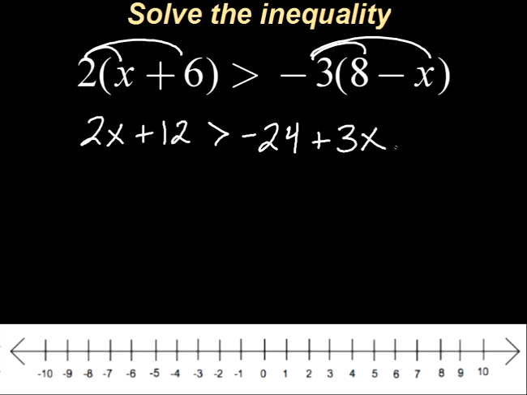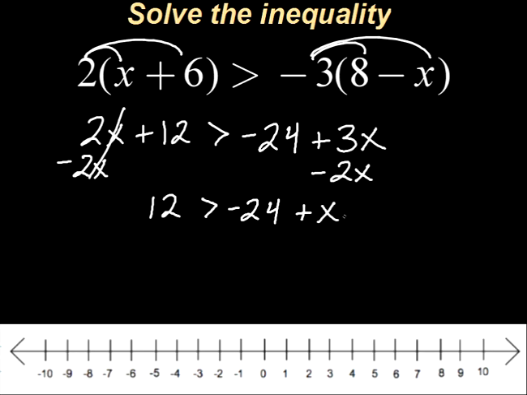We can see from here that there are x's on both sides of the inequality, so we will need to get those all on the same side. I will subtract 2x on both sides in an effort to get all the variables on the same side. On the left we have 12, and on the right we now have negative 24, and then 3x minus 2x leaves us with positive x. From here, all we need to do is add 24 to both sides, leaving us with 36 is greater than x.